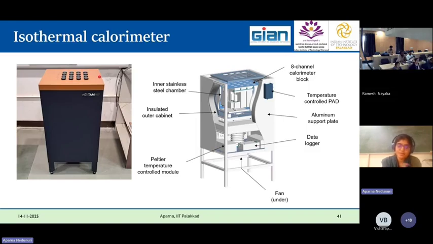Channel here means both the sample ampoule and the reference ampoule. Both these two correspond to one channel. That is what is shown over here also. So this is one ampoule. You have one sample ampoule and the reference ampoule on a heat sink over here. You have this 8-channel calorimeter block. The outer cover is an aluminum support plate, and an insulated cabinet is there. Towards the end, you have a Peltier temperature control module through which you can maintain your entire system at a constant temperature. You can always remove the excess heat through a fan, and you have a data logger which will collect the heat from the heat sink, convert that to voltage, then from voltage to power, and from power we can convert to heat.